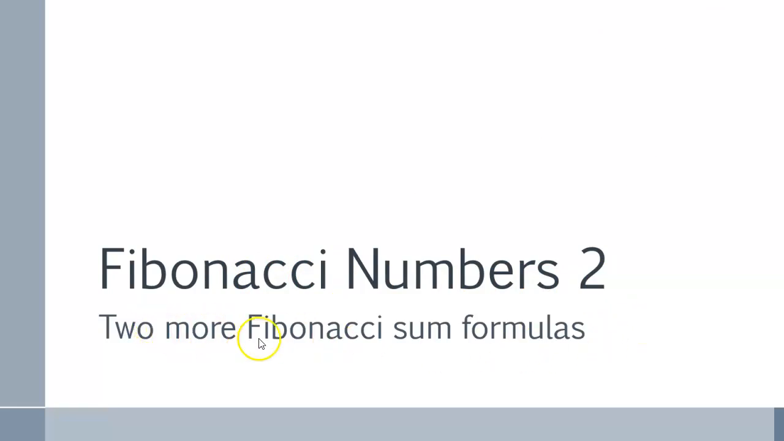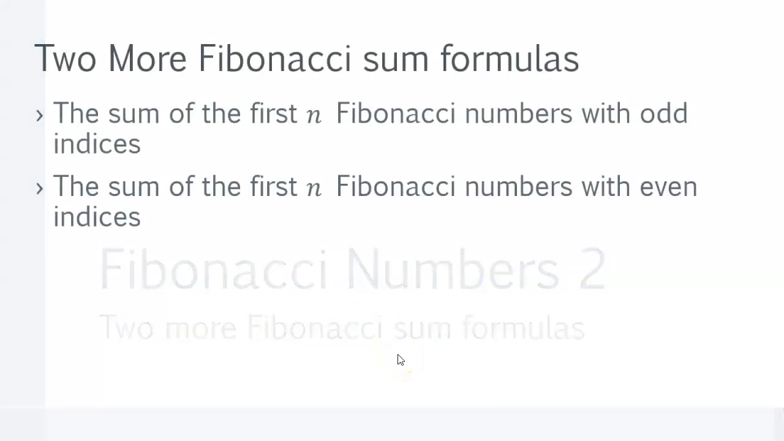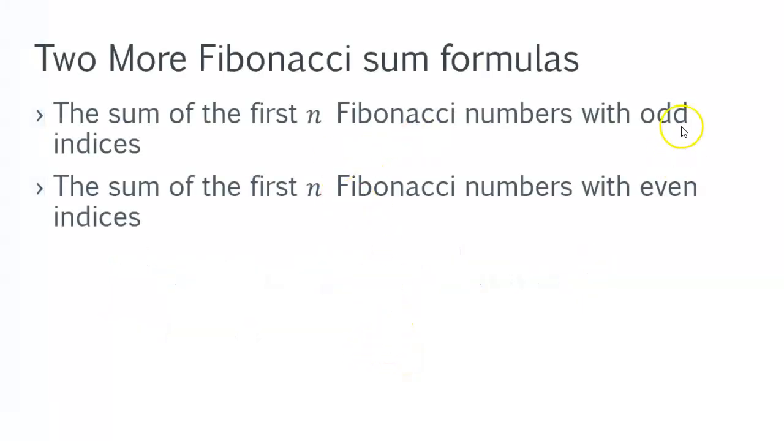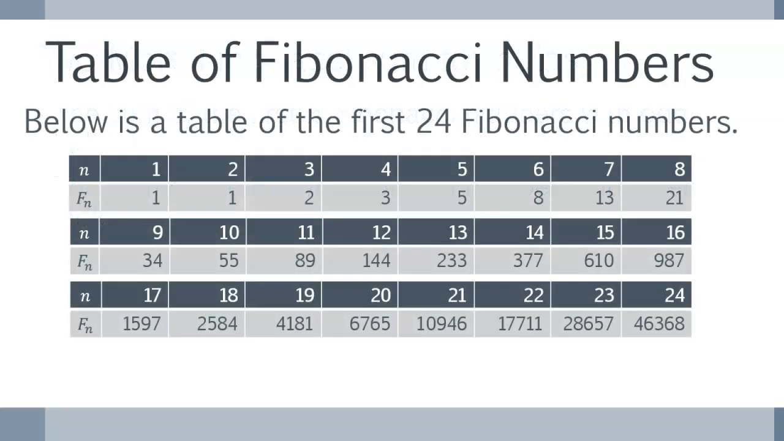So in this video, I'm going to provide two more sum formulas for Fibonacci numbers. In my previous video, I provided a sum for the first n Fibonacci numbers. In this one, I'm going to provide formulas for the first n Fibonacci numbers with odd indices and the first n Fibonacci numbers with even indices. So that's where we're skipping Fibonacci numbers. We're skipping every other one.